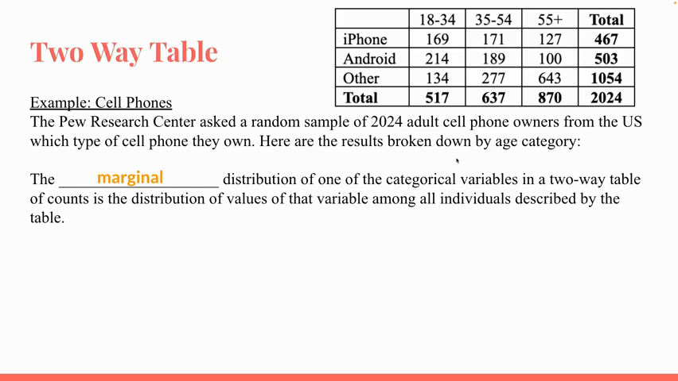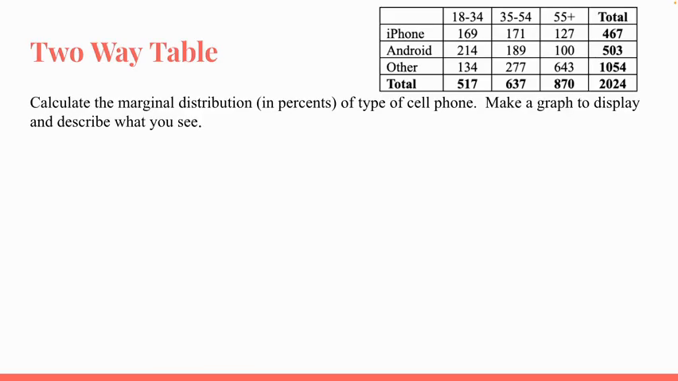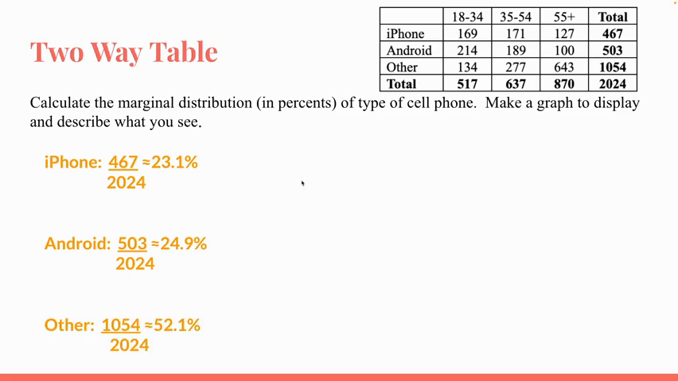So we are going to see is there a relationship. So we are going to calculate the marginal distribution in percents of type of cell phone. Make a graph to display and describe what you see. Okay, so we're going to start out with iPhone. So iPhone, there are a total of 476 people who were surveyed out of the total 2024, which gives us 23.1% had iPhone. Android, do the same thing, find out total Android. So we're not even looking at age right now. We're only looking at type of phone. And then we have other, 1,054 out of 2024. And we're putting those as percents.